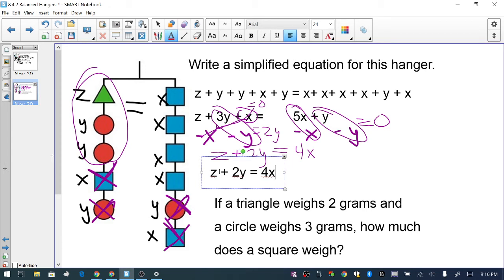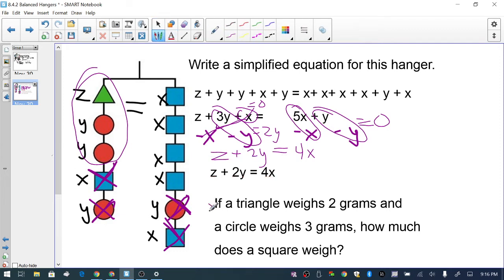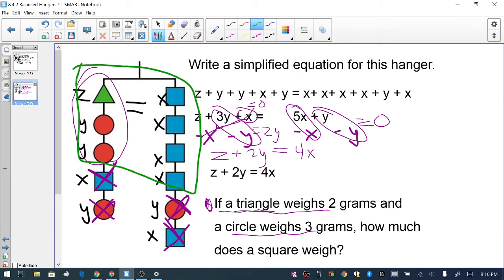Excellent job. The next question says, if a triangle weighs 2 grams and a circle weighs 3 grams, how much does a square weigh? Okay, we'll look back at our equation here. We have triangle plus 2 circles equals 4 squares. And that's exactly what we have in our equation here too.